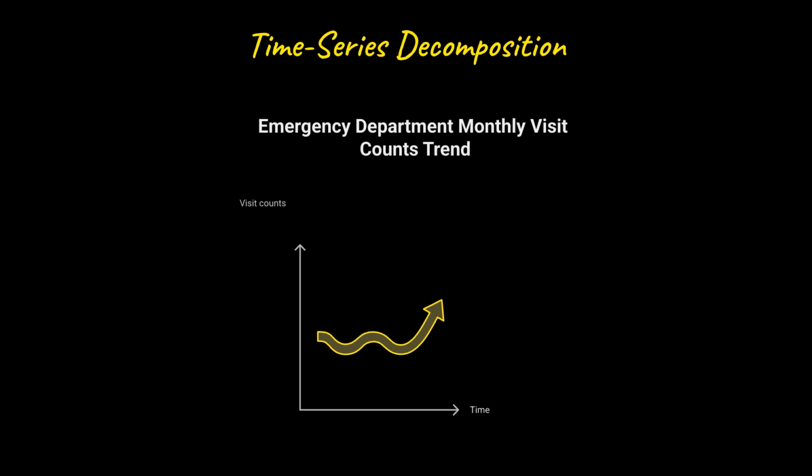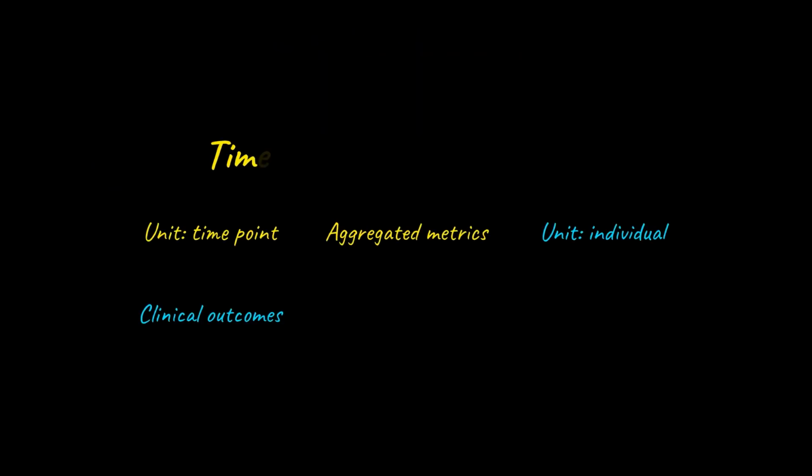In practice, a health system might track ED visit volume every month for 5 years, 60 data points in chronological order. Decomposing that series reveals a winter peak, a summer trough, and a gradual upward trend, giving operations leaders a solid basis for staffing and capacity planning.